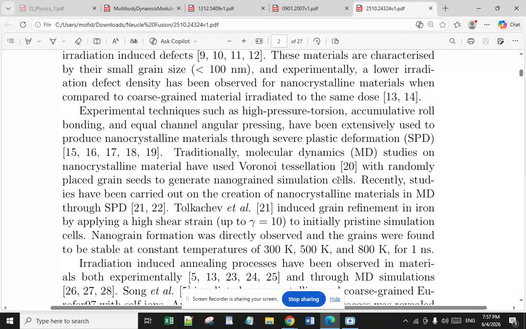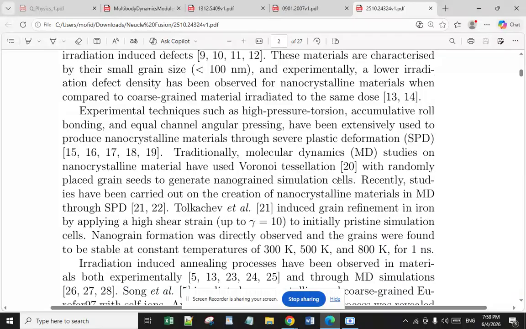Experimental techniques such as high-pressure torsion, accumulative roll bonding, and equal channel angular pressing have been extensively used to produce nanocrystalline materials through severe plastic deformation. Traditionally, molecular dynamics or MD studies on nanocrystalline materials have used Voronoi tessellation with randomly placed grain seeds to generate nanograined simulation cells. Recently, studies have been carried out on the creation of nanocrystalline materials in MD through SPD.